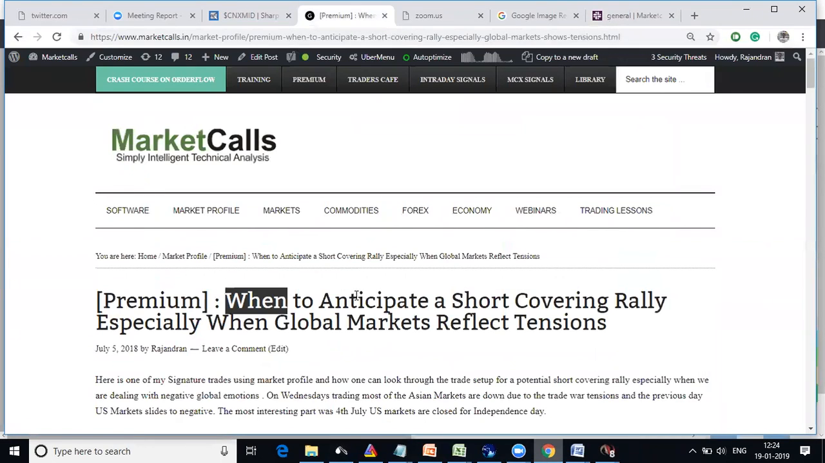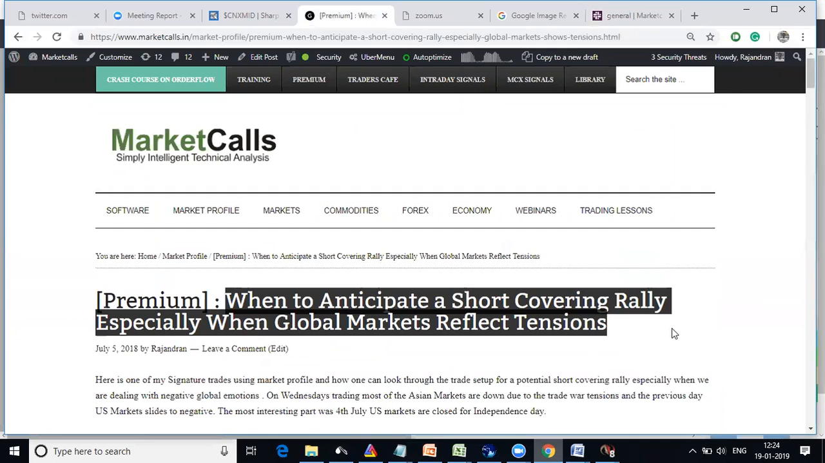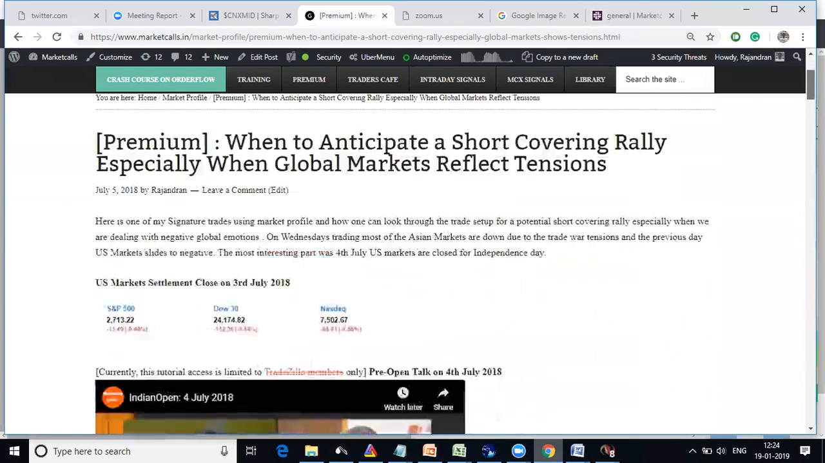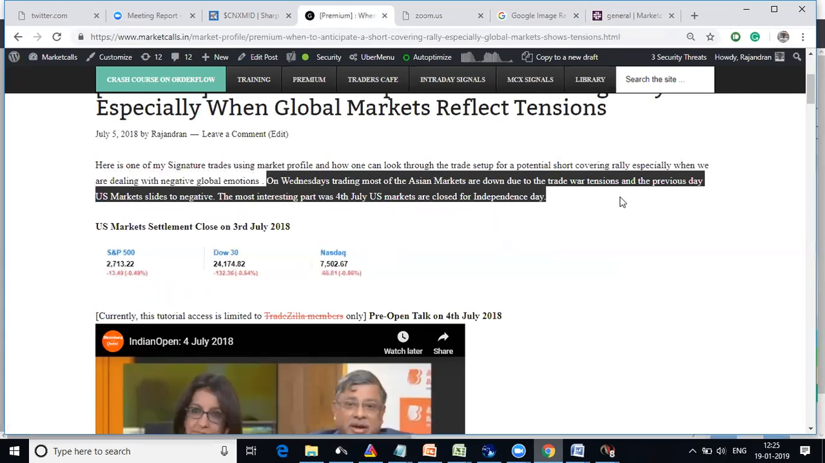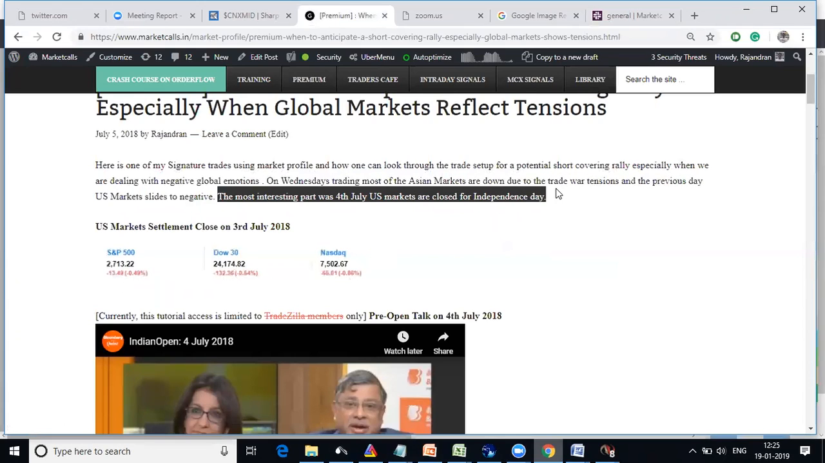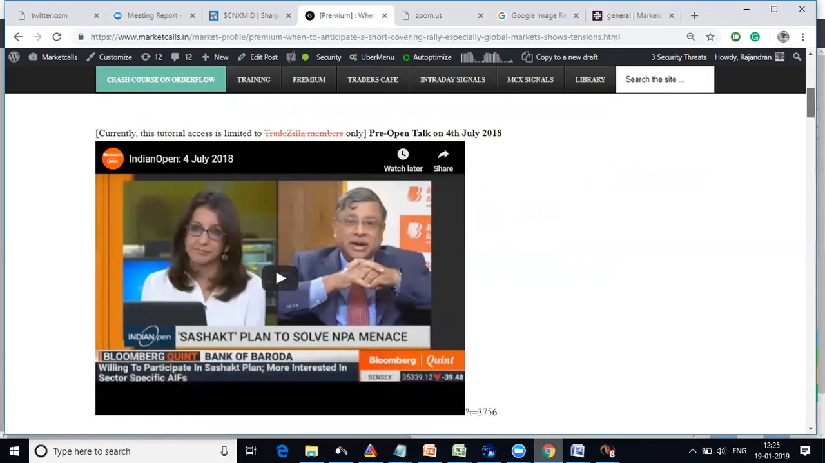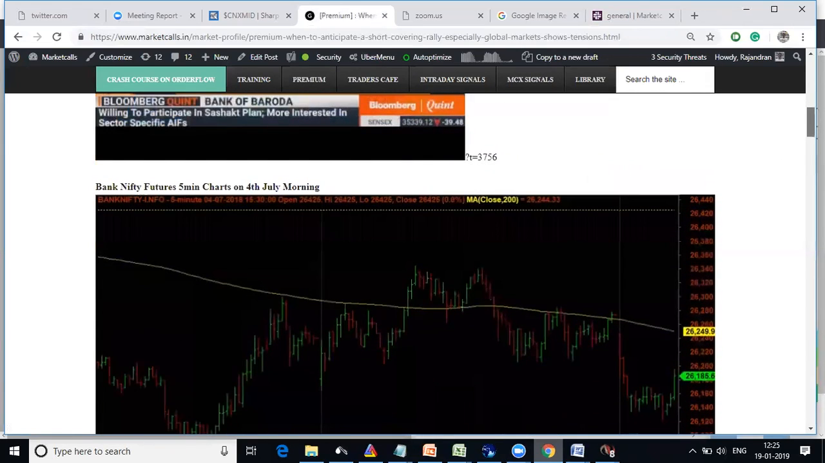So when to anticipate a short covering rally, especially when global market tensions are going on. This is one of those days. The previous day Dow Jones was down only by 0.49%, 132 points down. Nasdaq was down by closely a percentage. Asian markets are going down, and the very next day the US markets are closed because of Independence Day. Almost all the Asian markets are down by more than 1% or 1.5%, and because of that, we also opened gap down.